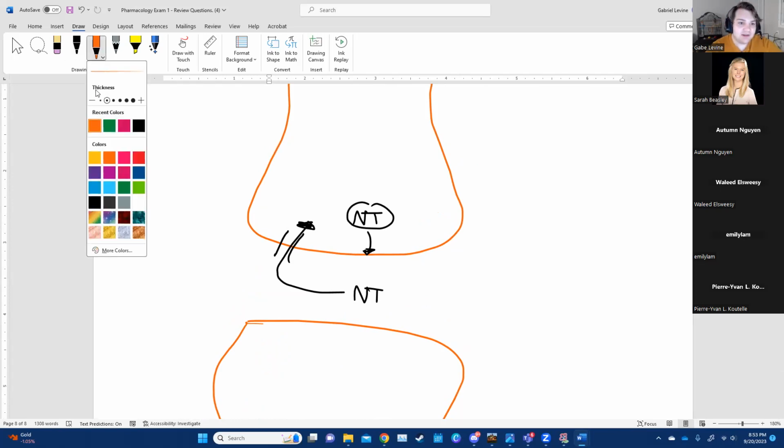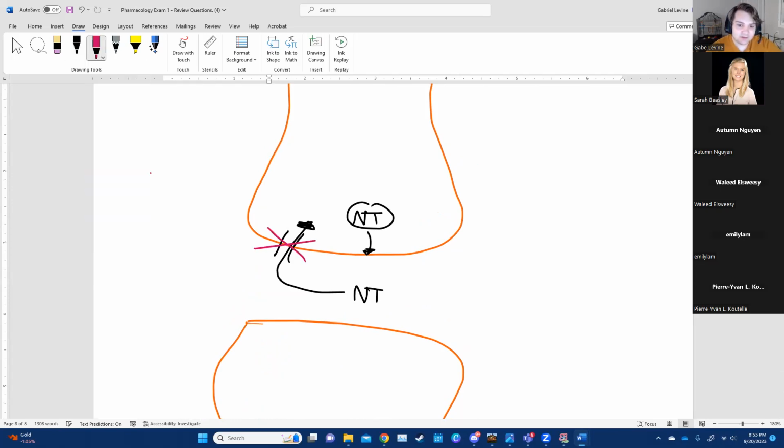So if you inhibit this process, what would happen to concentrations of the neurotransmitter outside the cell? They would go up. And what would happen to concentrations of the neurotransmitter inside the cell? They would go down. Does that make sense?